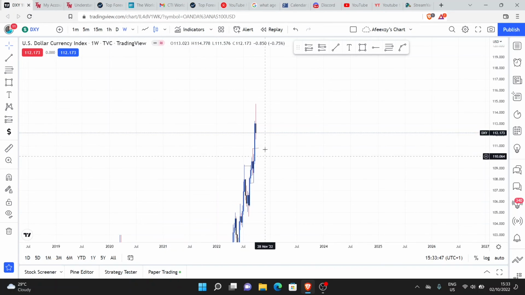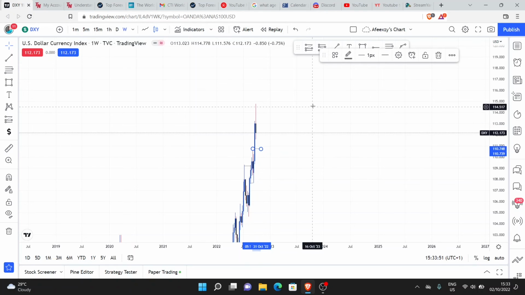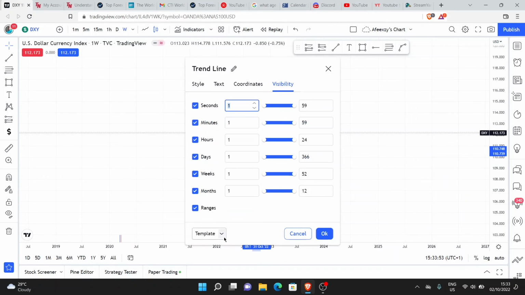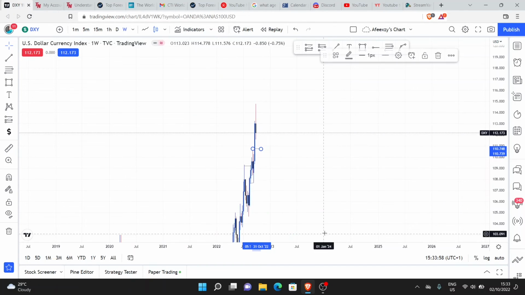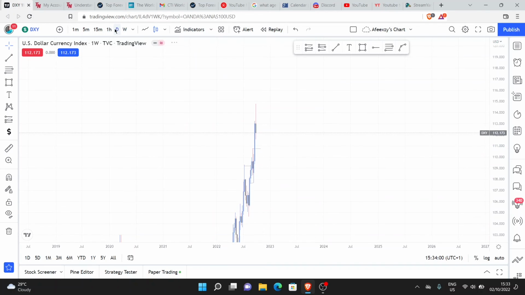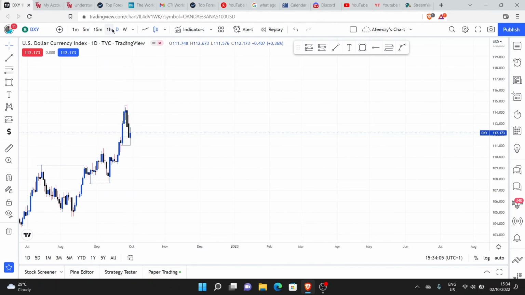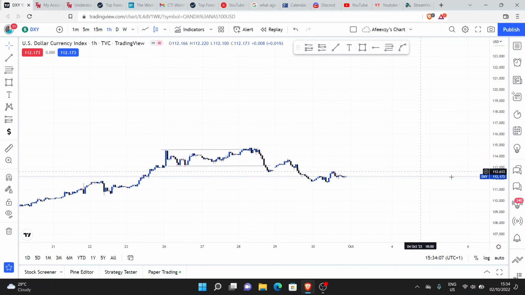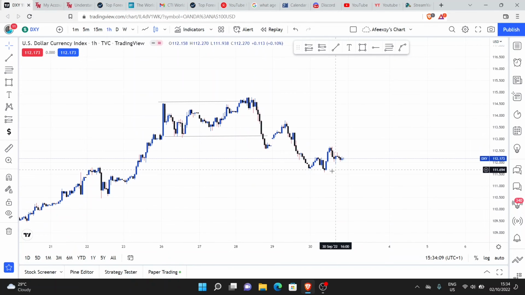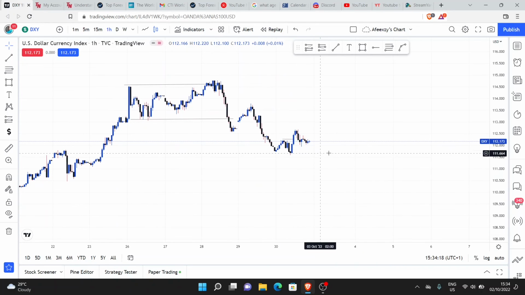Let me just clear this. Let me make this visible only on weekly, so we shouldn't confuse other time frames. So right now, let's be watching here. So right now on 1-hour time frame, we are bullish. So we should be very watchful of these zones here.